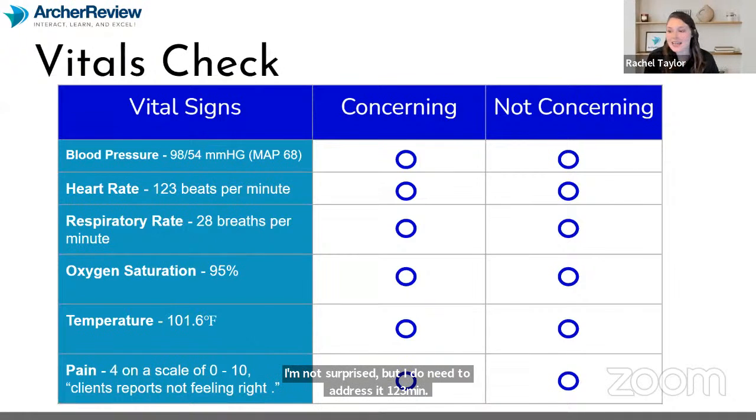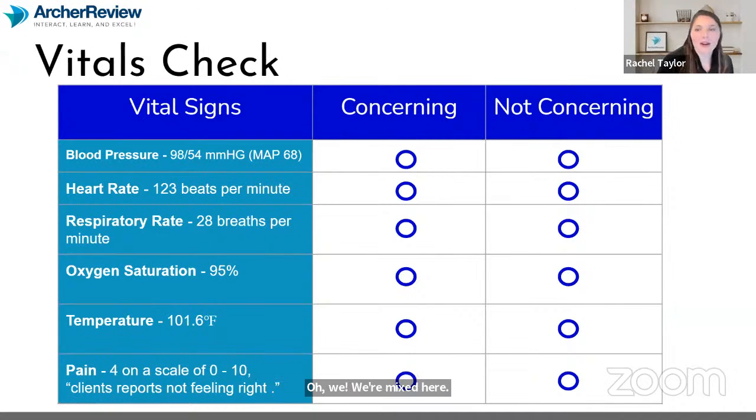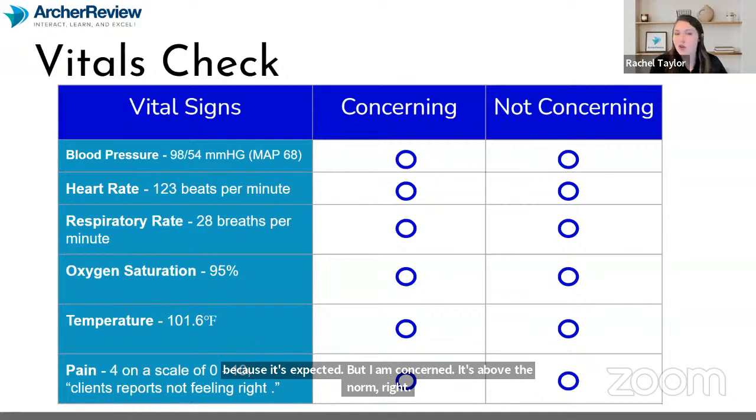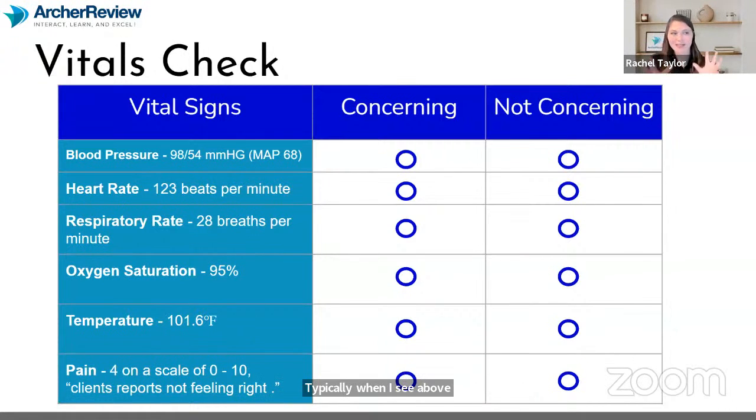Respiratory rate of 28. What do we think of this respiratory rate? Concerned or not concerned? Ooh, we're mixed here. I am a little concerned. That respiratory rate is high. Now, if I was only able to pick a couple things, it wouldn't be the thing I'm most concerned with because it's expected, but I am concerned. It's above the norm, right? Typically, when I see above 22 to 24, that's when I'm like, oof, I don't like that.